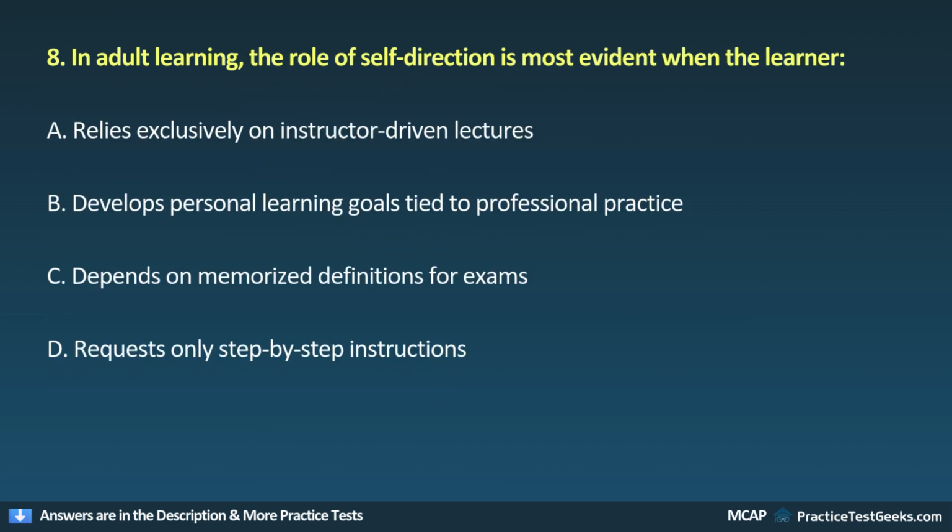8. In adult learning, the role of self-direction is most evident when the learner A. Relies exclusively on instructor-driven lectures. B. Develops personal learning goals tied to professional practice. C. Depends on memorized definitions for exams. D. Requests only step-by-step instructions.